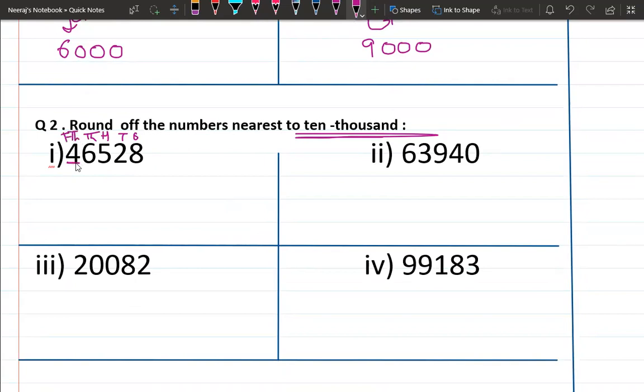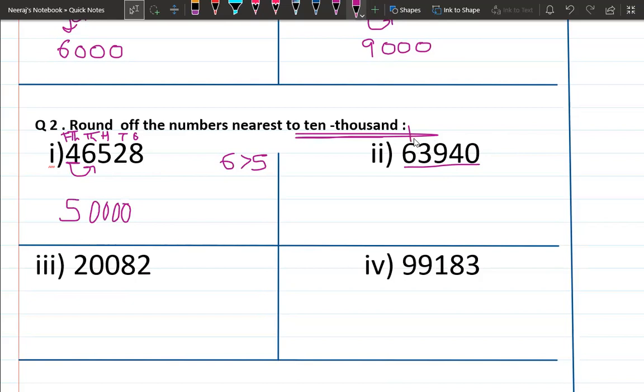Now 4 is on the 10,000 place. We have to see the digit next to the 4, and it is 6. So 6 is greater than 5. So the 10,000 place will become 5, and the rest of the digits will become 0. So we will write 5, then 6, 5, 2, 8 will be replaced with 4 zeros. 1, 2, 3, and 4 zeros. This will become 50,000.